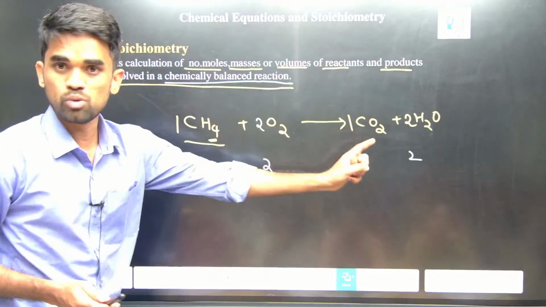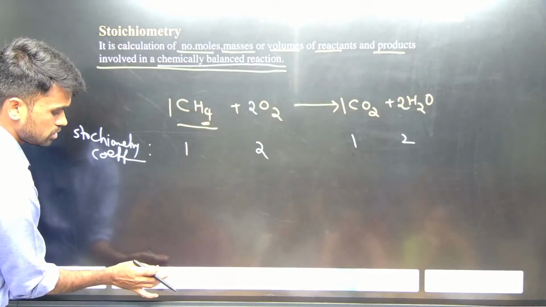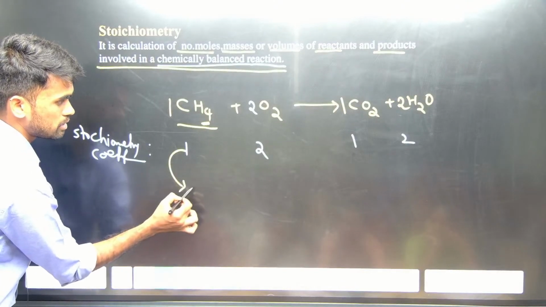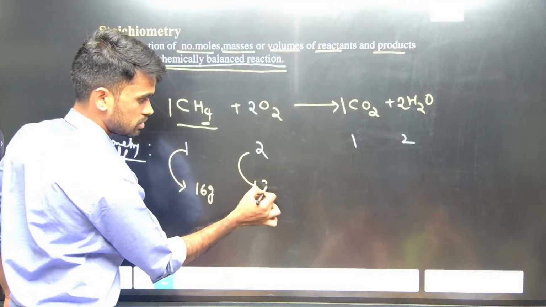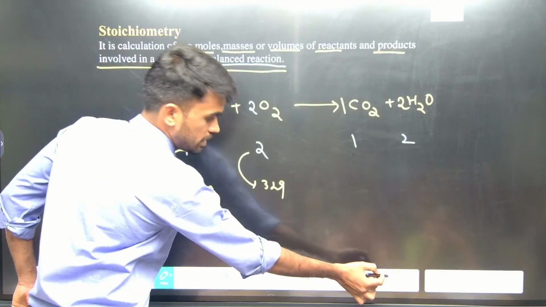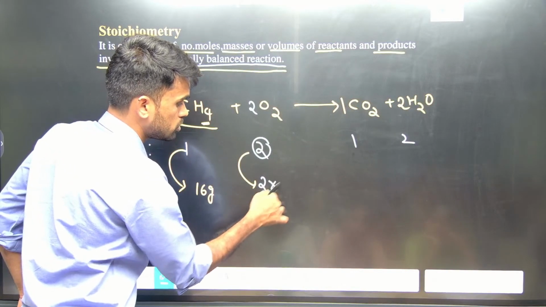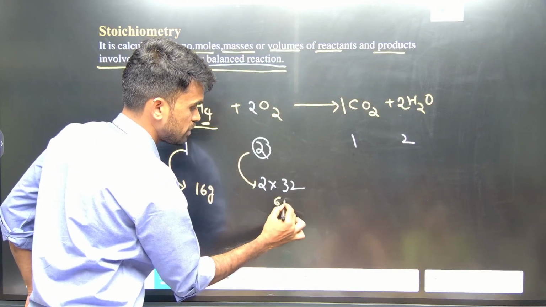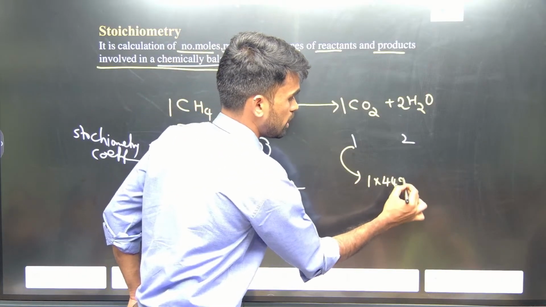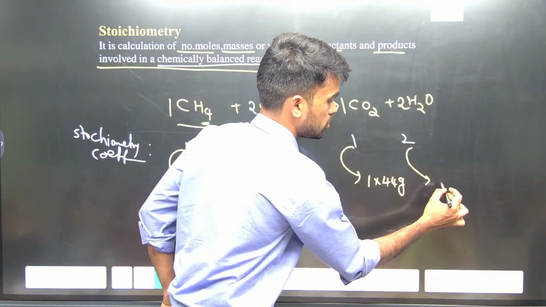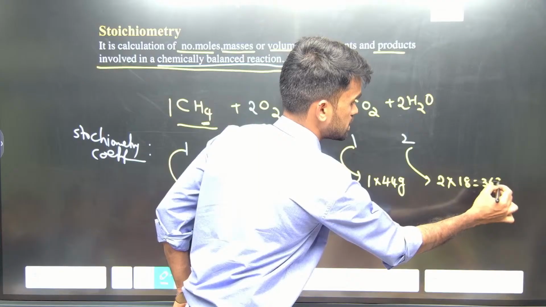So first find the mole ratio. Now if I say 1 mole, how many grams will it be? 60 grams. What about this? 32 grams means 1 mole, but 2 moles means 2 into 32, 64 grams. What about this? 1 into 44 grams. This one, 2 into 18, 36 grams.